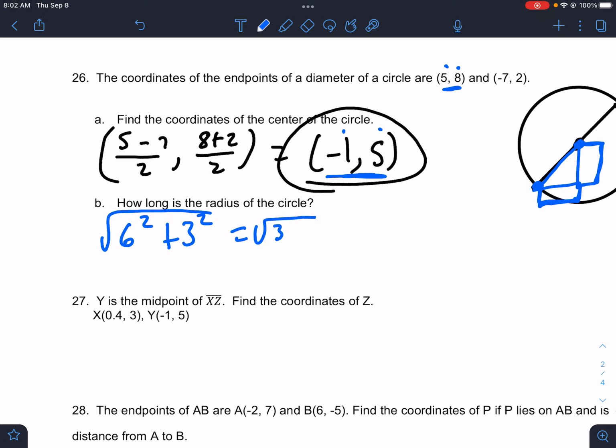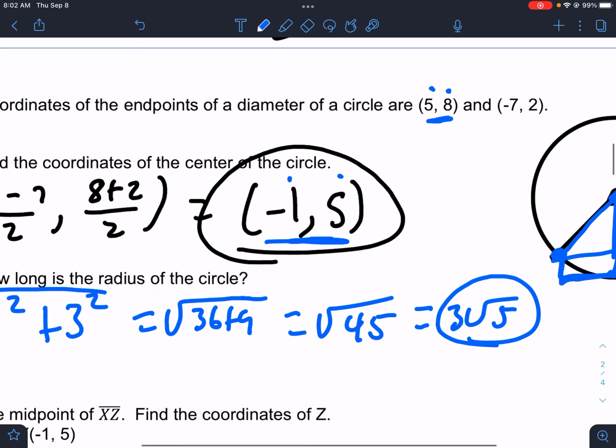36 plus 9. But I would just type it straight in our calculator. Right now, we're allowed to just use the calculator. That would be 36 plus 9. Oops, my calculator turned off. It doesn't matter. That is going to be the square root of 45, which simplifies to 3 root 5. So how long is the radius? The radius is 3 root 5.